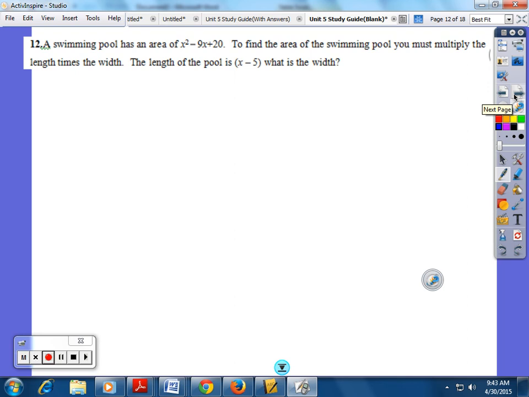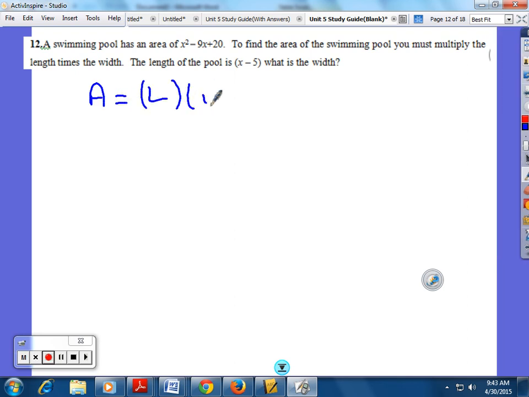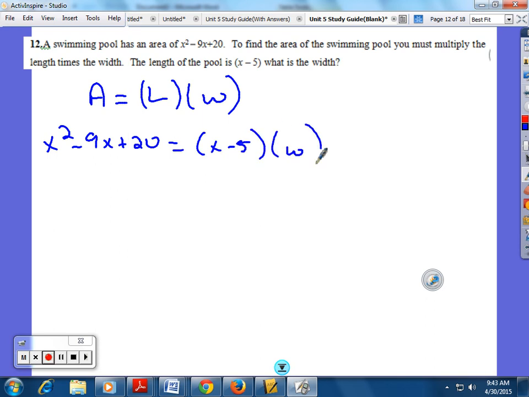Here we have a swimming pool, a rectangular pool, and they give us the area. They give us the length of the pool and ask us to find the width. So this is just like the word problems we did in numbers 3, 4, and 5. So we're going to factor this trinomial.